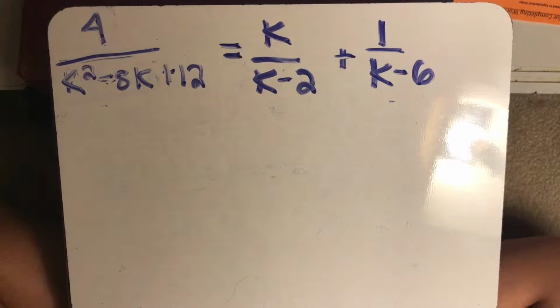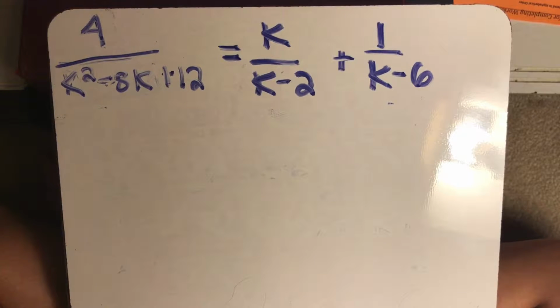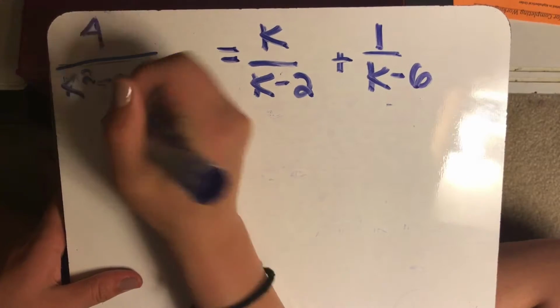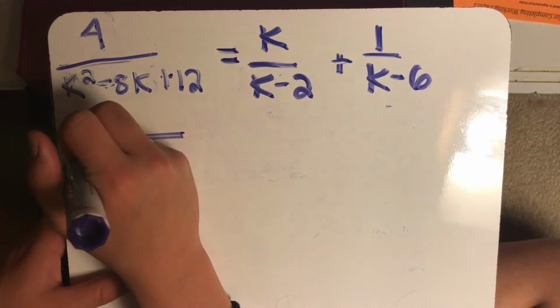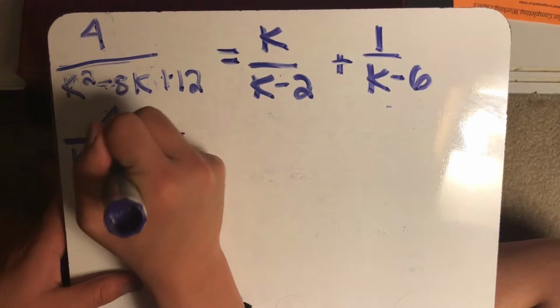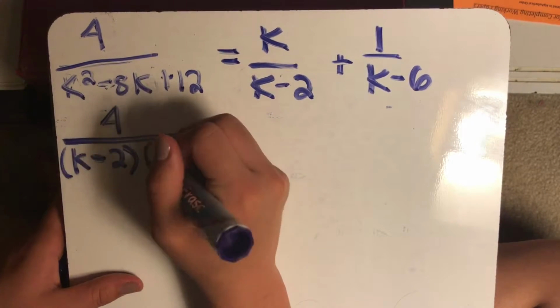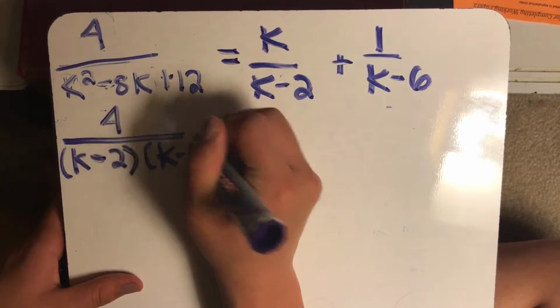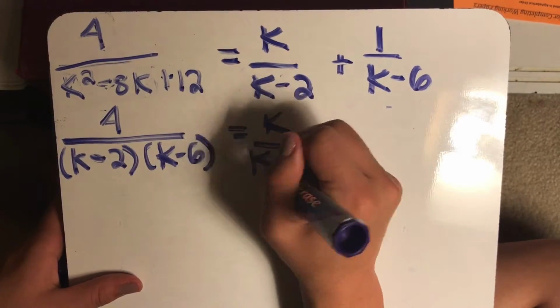We're going to look at a more advanced problem for a fourth example. The equation is going to be 4 over k squared minus 8k minus 12 equals k over k minus 2 plus 1 over k minus 6. The first step is going to be to factor out the least common multiples. And in this problem, you're going to get k minus 6 and k minus 2. And you're going to want to multiply the equation by those two numbers.